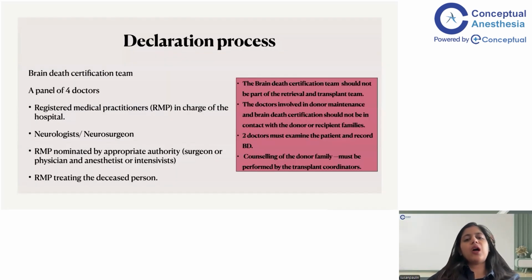So how does this declaration process happen? A brain death certification team is first formed, which consists of 4 doctors. This can be the registered medical practitioner in charge of the hospital, a neurologist or neurosurgeon, or an authority nominated by the in-charge of the hospital, such as a surgeon or a physician, and an anesthetist or an intensivist. Then the physician, intensivist or anesthetist treating the deceased person.